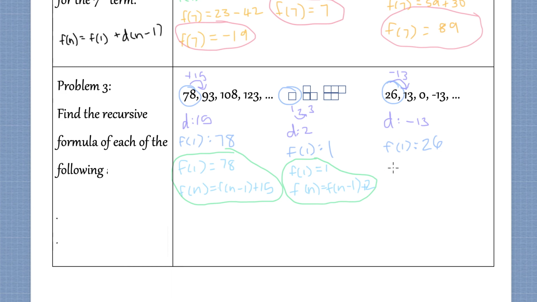Now again, we're going to take this information and we're going to write the recursive formula, and the first part of the formula, remember, is just the initial value. And so our initial value is 26. And now we're going to write the second part right here. F of n is equal to f of n minus 1 plus d. And so in this case, d is negative, so we're going to write minus. And so minus 13. And so that is our equation right here.